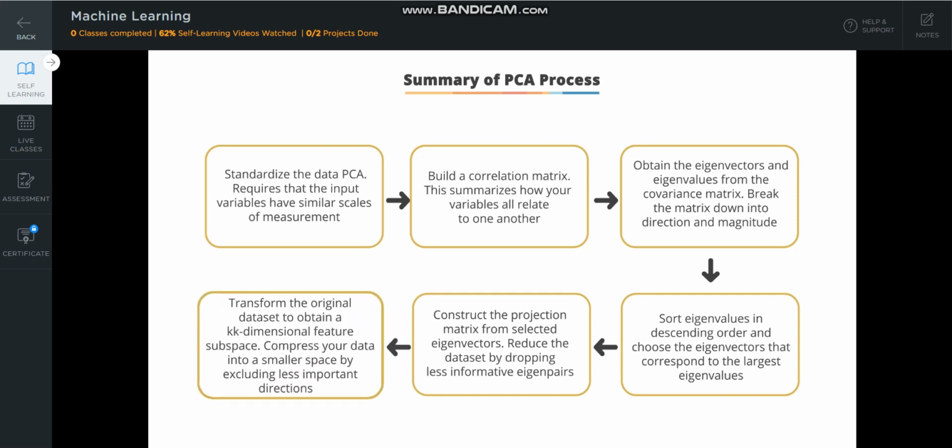Transform the original dataset to obtain a K-dimensional feature subspace by identifying which directions are most important. You compress or project your data into a smaller space by dropping the directions that are the least important and therefore reduce the dimensionality of your feature space.